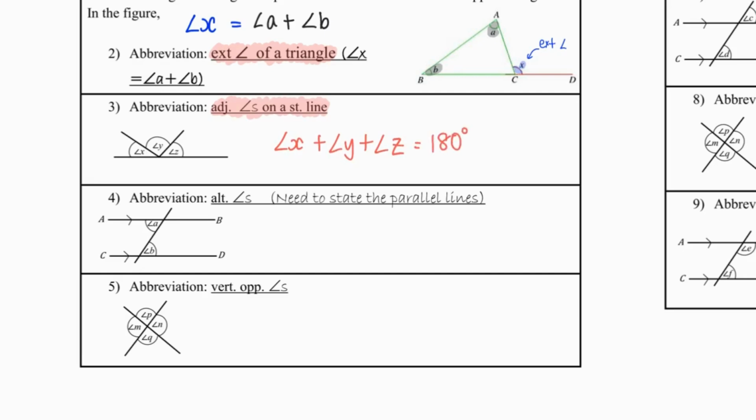We also have learned alternate angles, and we do need to state parallel lines. Alternate angles look like this; you should see a Z. So angle A is equal to angle B in this case, because they are alternate angles. AB is parallel to CD.